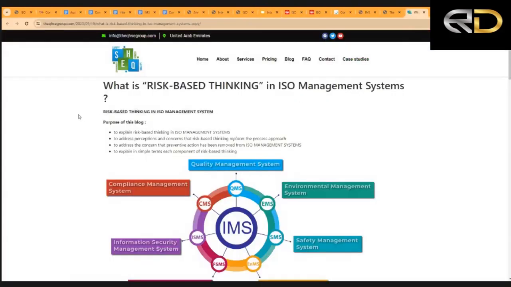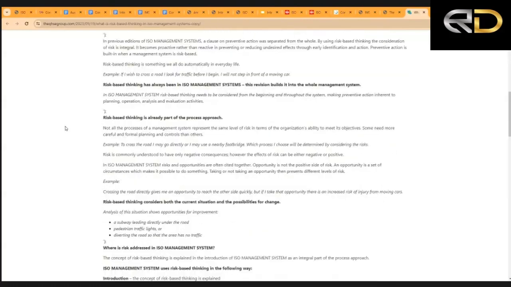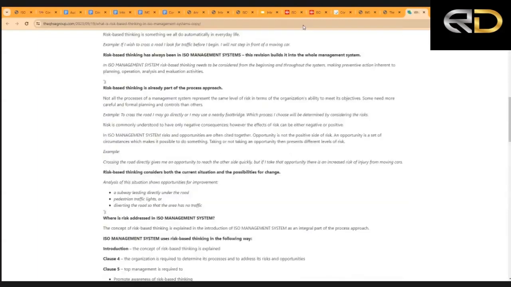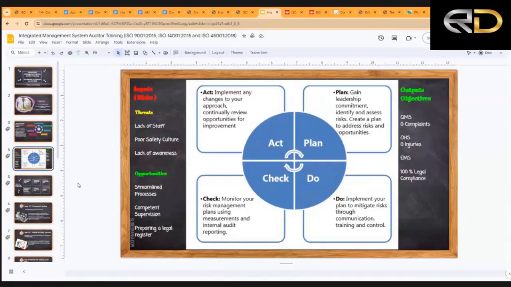So the first concept now, everything that I've been saying, is basically called risk-based thinking in ISO management standards. And I'm going to give you the link of this blog at the end of the webinar. This is going to further explain the concept of true integration and basically how it works.